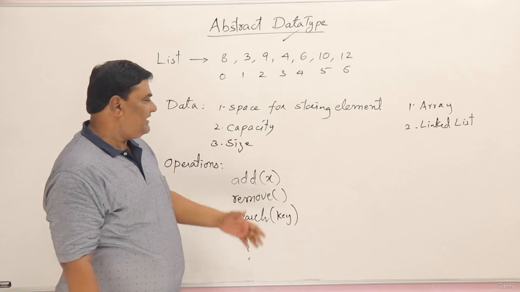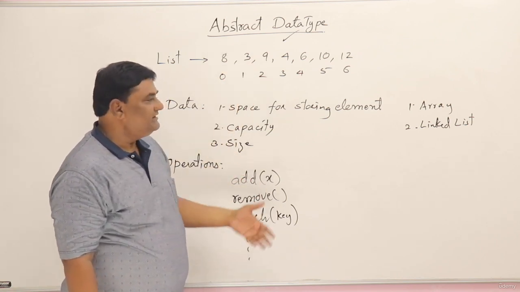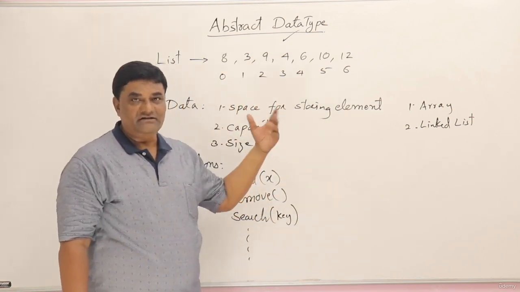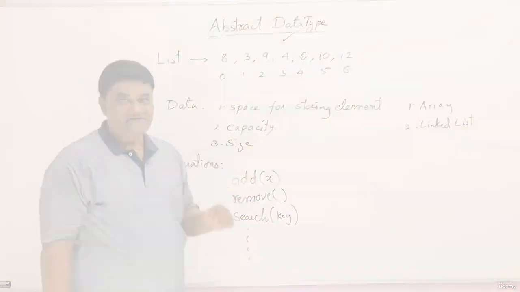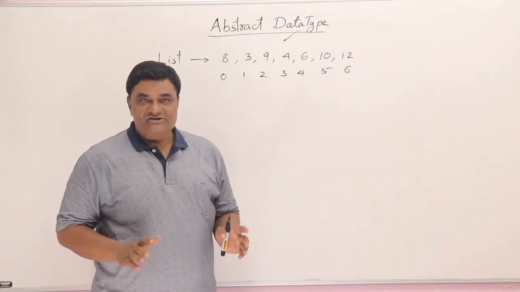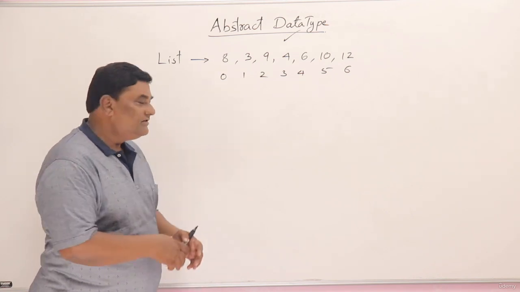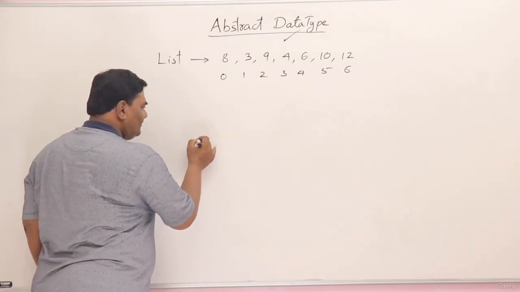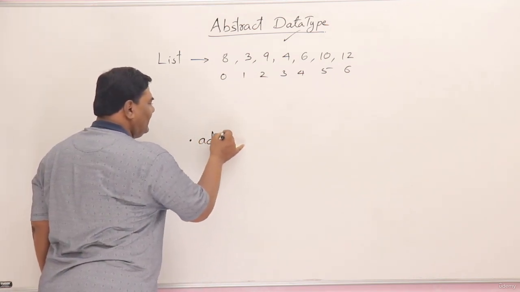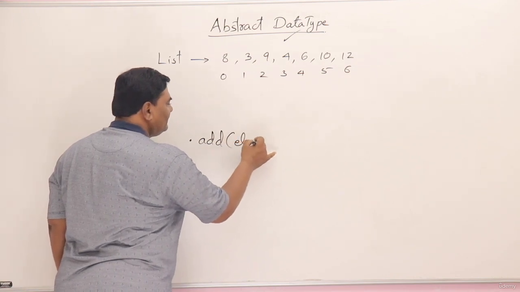Now next, let us look at these operations on a list. I'll explain a few operations on a list. What is the meaning of these operations? Let us look at the operations one by one. See, the first operation, I will call it add. Add some element.